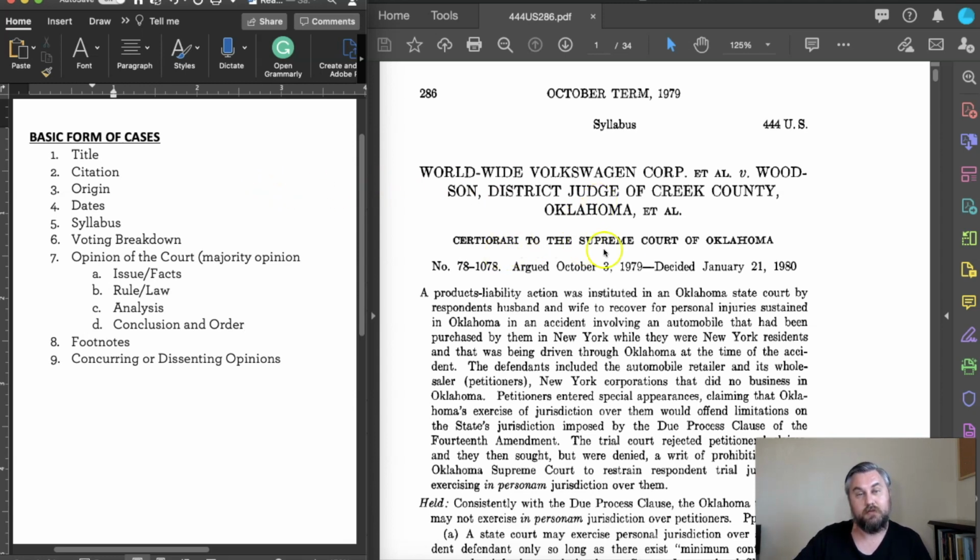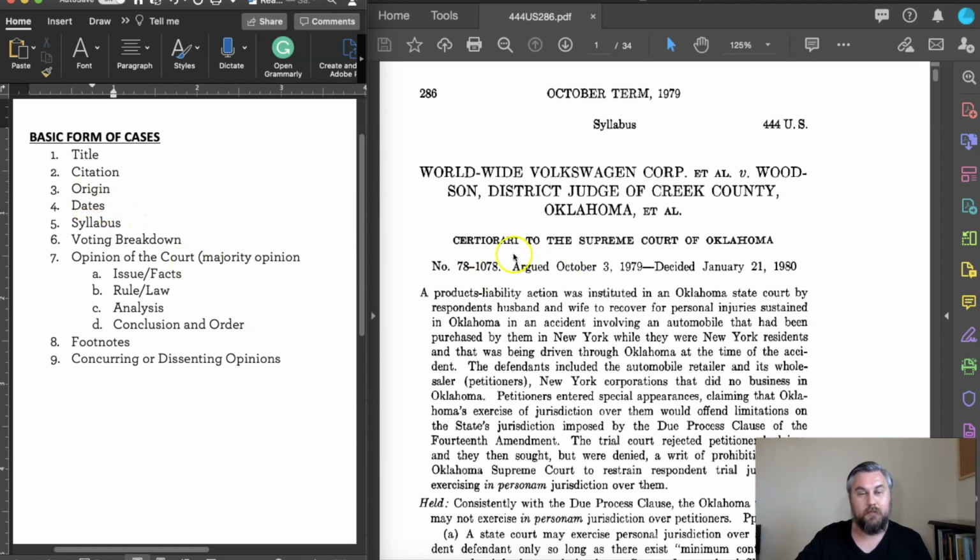It might also say certiorari from maybe the 11th Circuit, which means that it's coming from the 11th Circuit Federal Court of Appeals. And it's really important to remember those distinctions, because sometimes the Supreme Court only takes certain cases from the states, and then all other appellate cases come up through the federal jurisdictions.